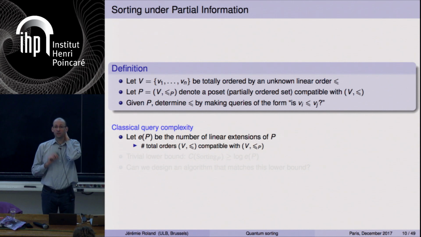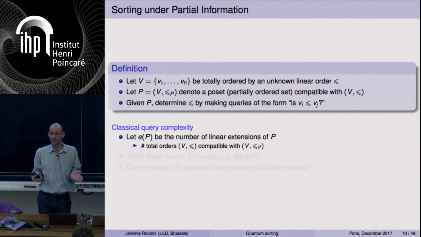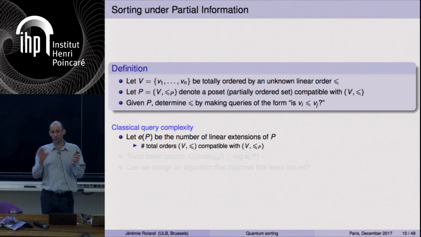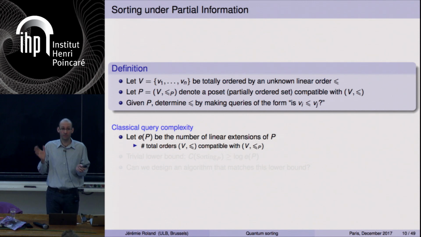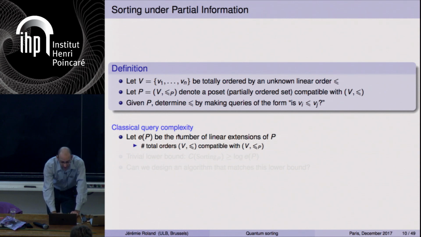The complexity will be characterized by the number of linear extensions of P. So what is a linear extension? It's a total order that is consistent with P. Since you know that the total order you're looking for is consistent with P, you know that it has to be one of the possible total orders that are compatible with P. So you're looking at all the total orders compatible with P, and you know that one of them is the one you're looking for. We will call E of P the number of total orders compatible with P.